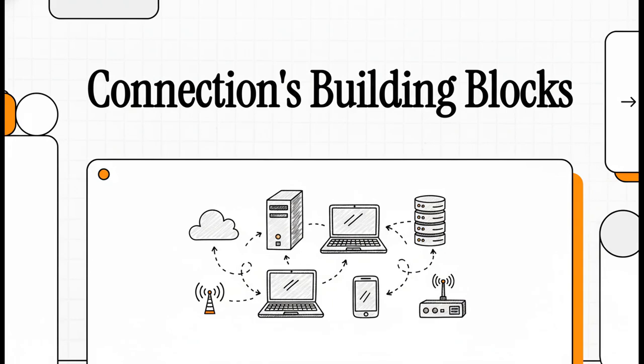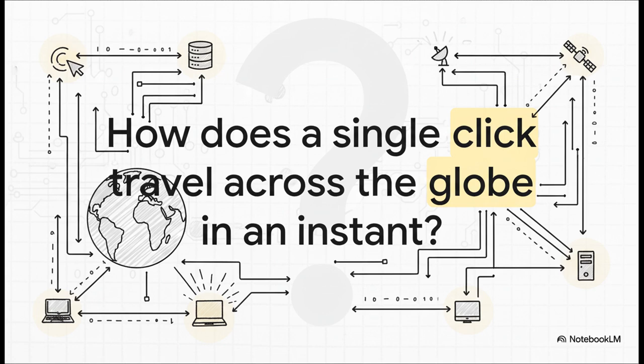All right, let's dive in. We're going to break down the hidden architecture that powers, well, pretty much our entire connected world. We're talking about the fundamental building blocks of computer networks. I mean, have you ever really stopped to think about it? You click on something, and in a blink, information from halfway across the globe just appears on your screen. How in the world is that even possible?